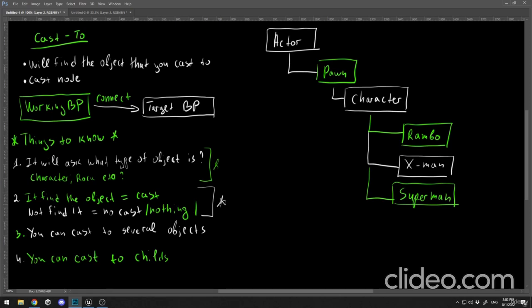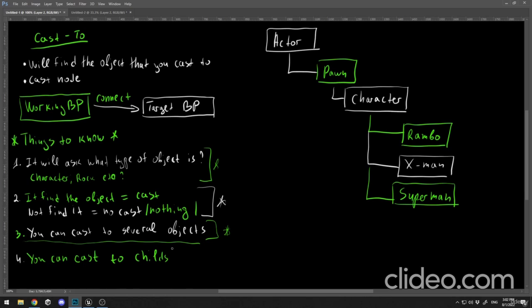The third thing is that you can cast to several objects from the same class. For example, we want to open one door, but we can cast to multiple doors. So from one trigger, you can open, for example, 5 doors or something like that. So you can cast to multiple objects with just one cast.